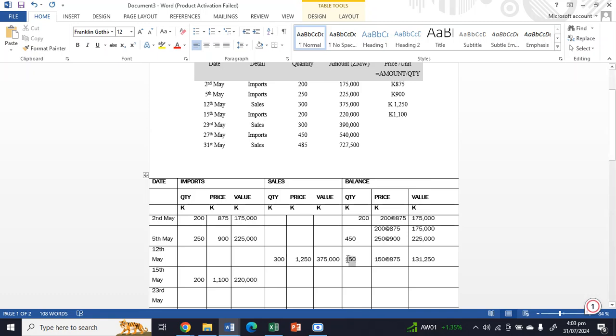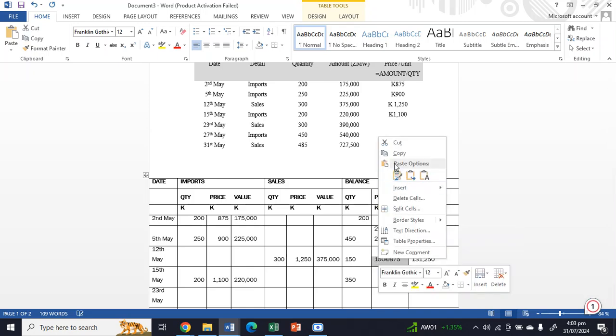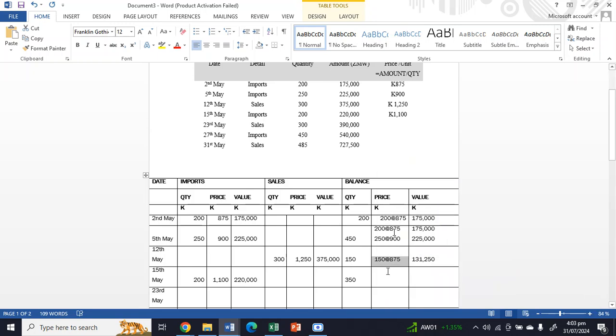So we had 150 goods. We brought in 200 goods. So in total, we're going to have 350 goods. Okay, 150 at 875. And then we've got 200 at 1,100.